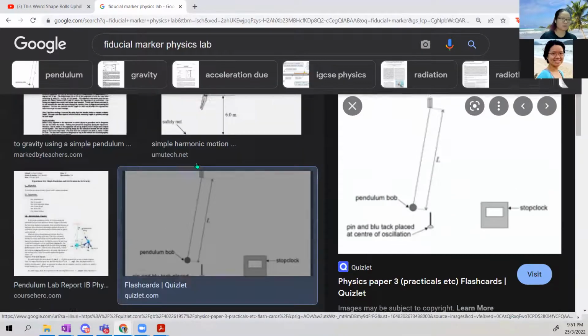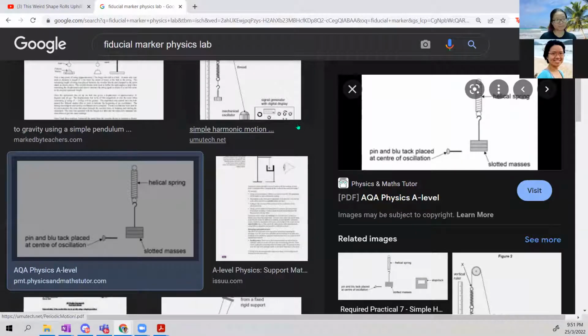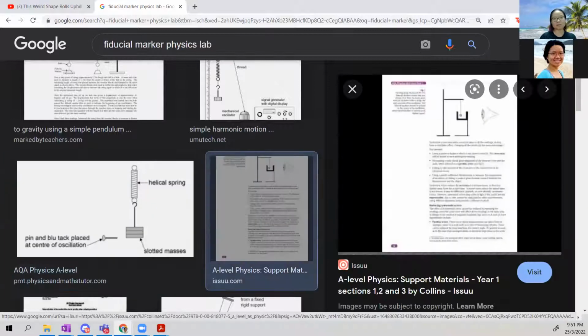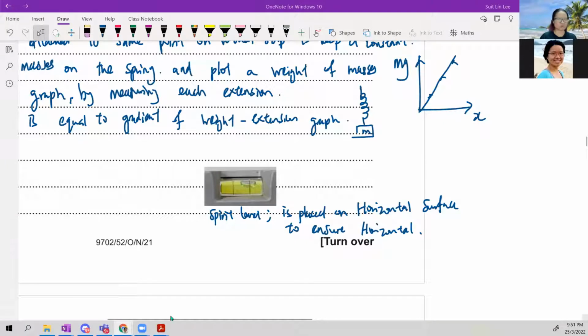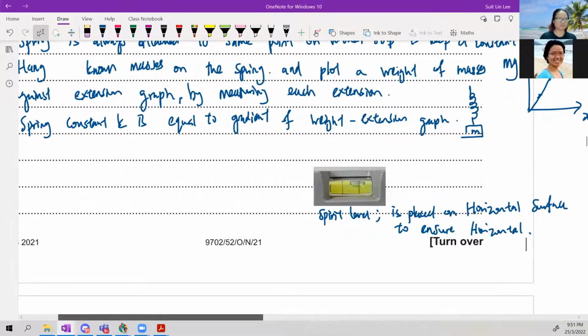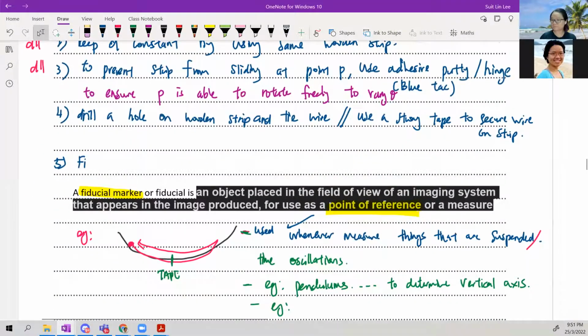So it's just a reference marker, something that you can put there at the center of your oscillation to make sure that is your horizontal. Or vertical, we will hang a pendulum. So this vertical pendulum becomes your fiducial marker between the two objects. That's all. You don't even need to draw. You can just mention the fiducial marker is tied on the spring. I write here for you.